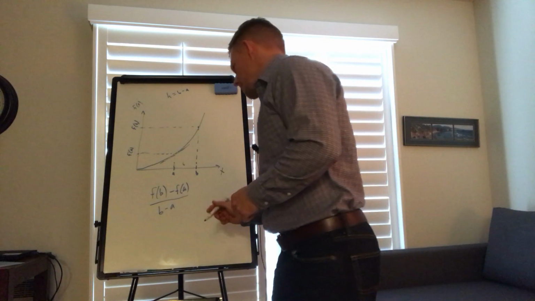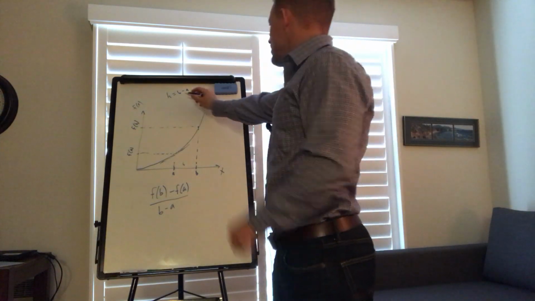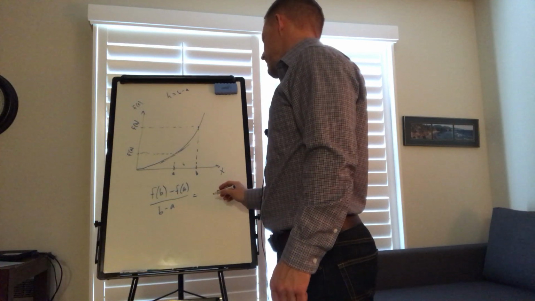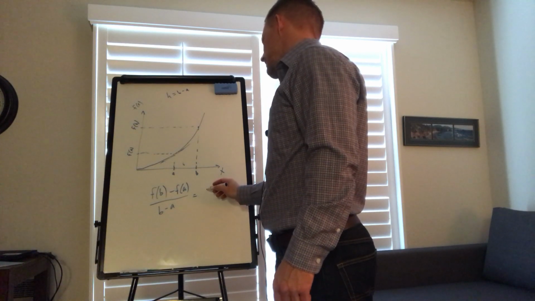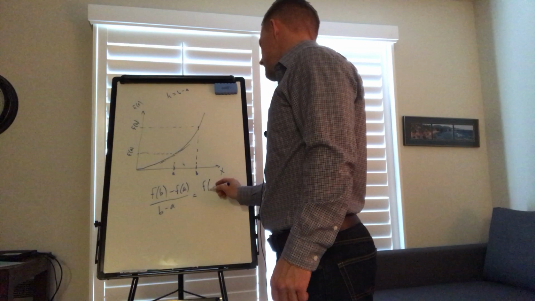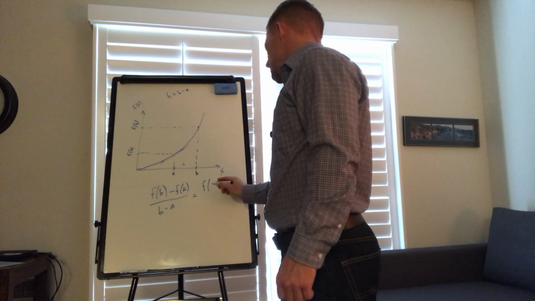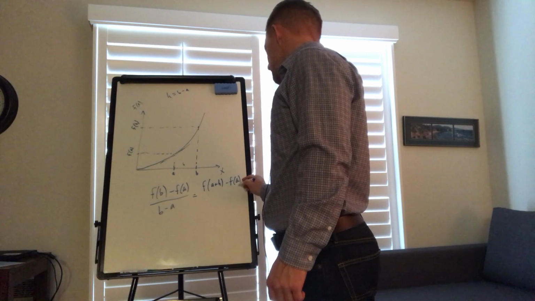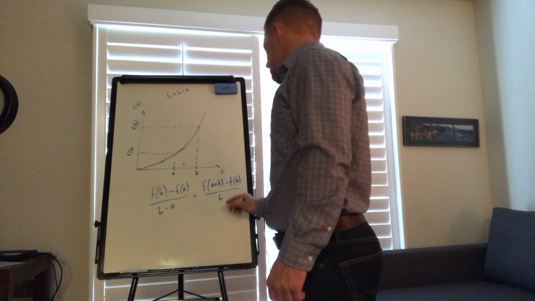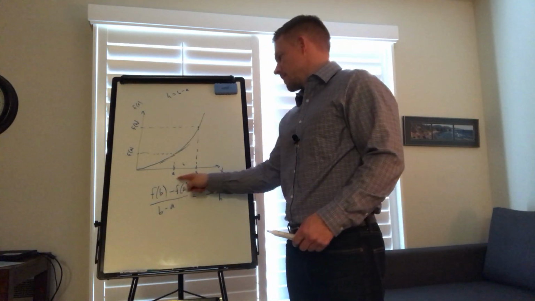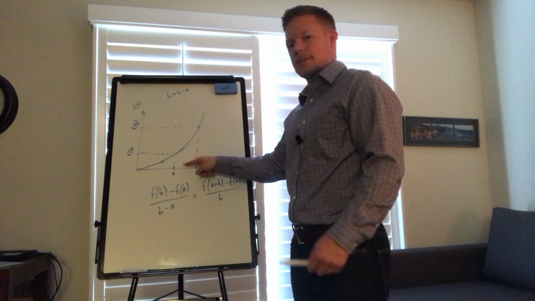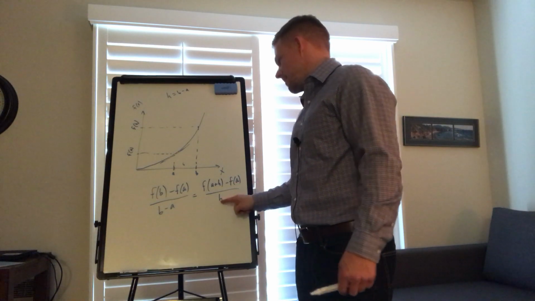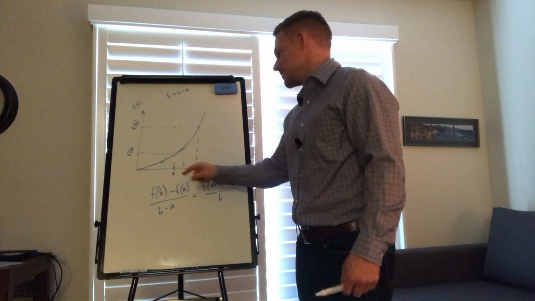We can also represent this, since we defined h as B minus A, as f of A plus h minus f of A divided by h, right? B is just A plus this distance h. Then we have f of A, then we have B minus A, which is that distance h.